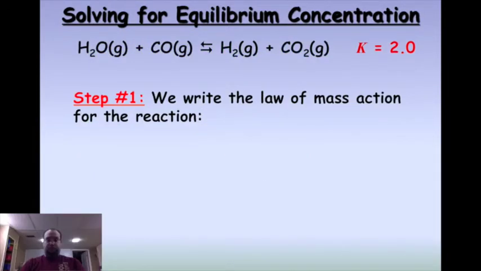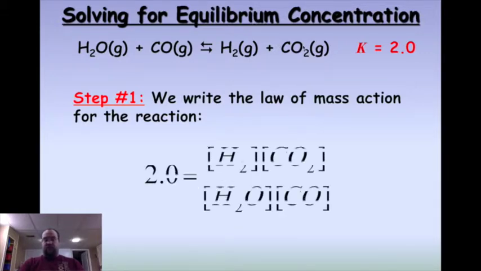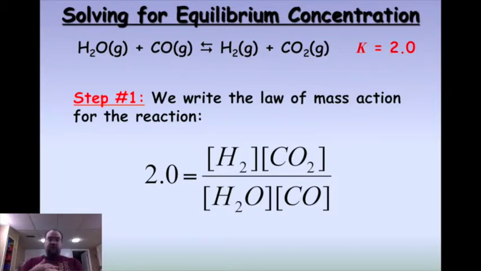Okay, so first off, we're going to write our law of mass action. All right, now I know that it is product over reactant. All my coefficients are 1s, so that means everything's going to be to the first power. So it's just going to be product over reactant. Right? And I know that K is 2, so 2 equals my products over my reactants. Nice and easy, no problem. Okay, so that was step 1. Step 2 is making an ICE table.